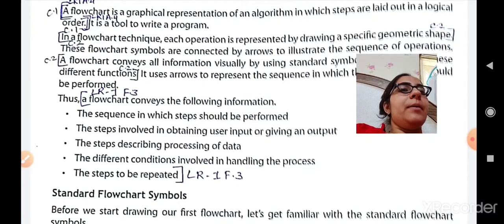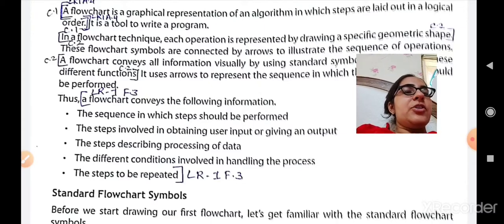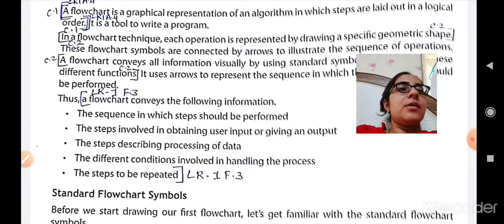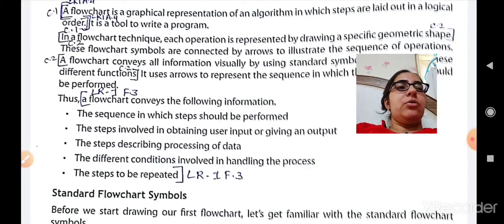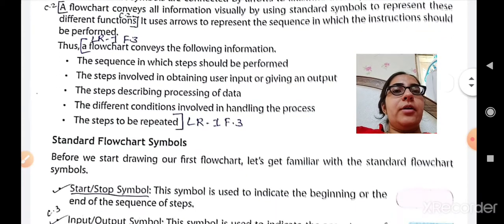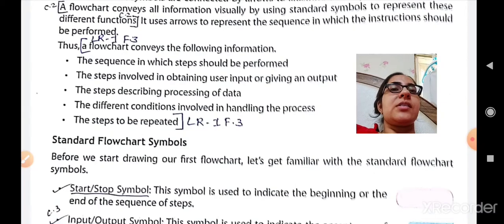And the steps to be repeated, it means which steps you want to repeat. Again, it means first you want to perform the addition between two numbers and then three numbers. So the steps which need to be repeated, it means the flowchart should be written in such a manner that it can be repeated. Okay, so now let us move forward to the flowchart symbols, the standard flowchart symbols.